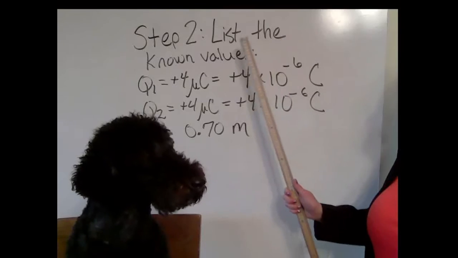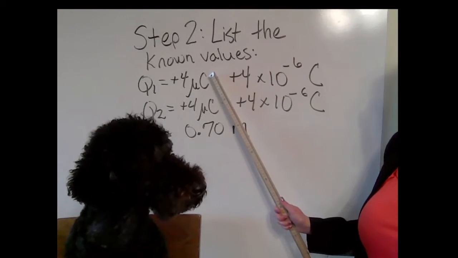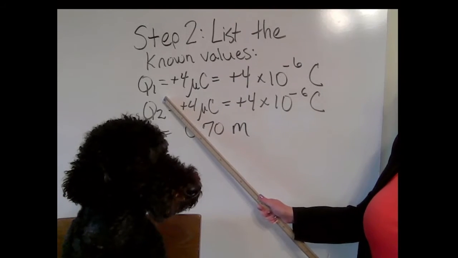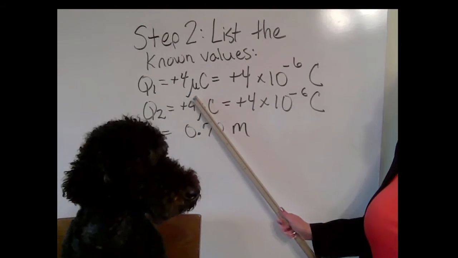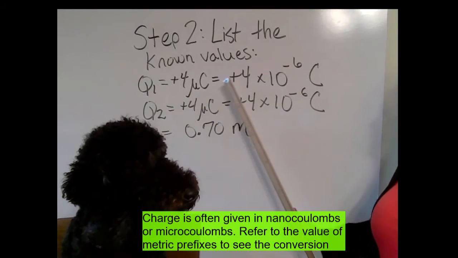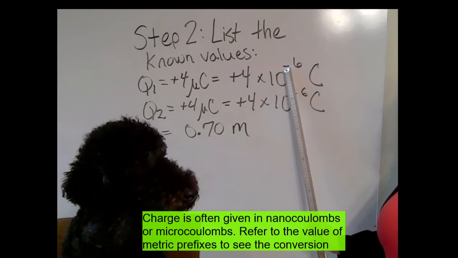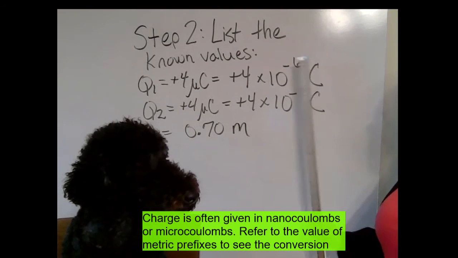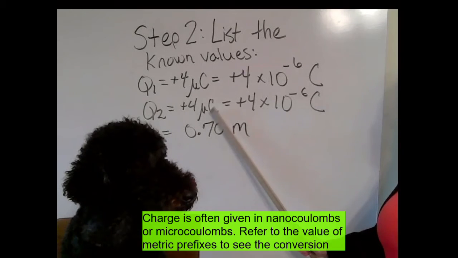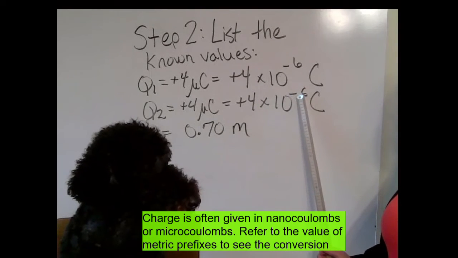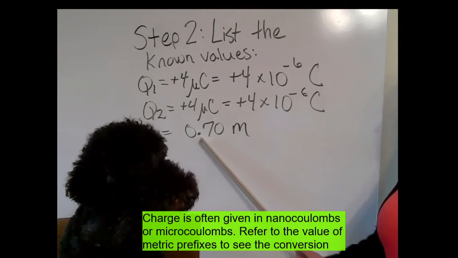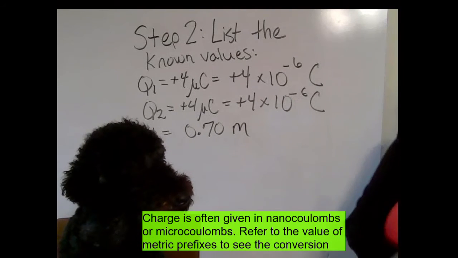The second step is to list the known values in the problem. And so for this problem, they gave us the charge 1 to be 4 microcoulombs. The symbol represents micro, and it means 4 times 10 to the minus 6 coulombs. And for charge 2, they gave us 4 microcoulombs, which is 4 times 10 to the minus 6 coulombs. And the separation distance is 0.70 meters.